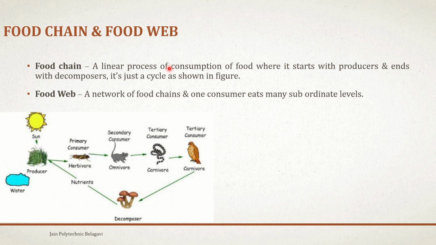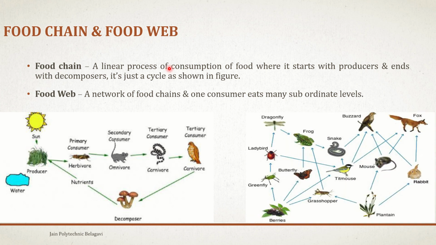When this eagle dies, it will be laid on the ground, and because of these decomposers, whatever the animal contains, the minerals, proteins, the other materials, will be decayed and transferred to the soil. Again, these nutrients or minerals will be taken by this producer. So this we call the food chain.